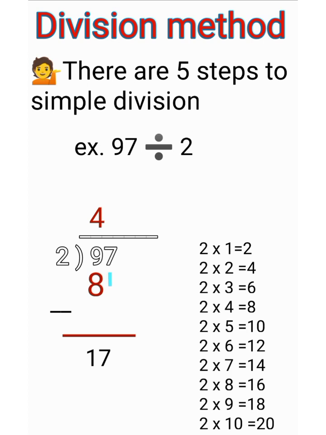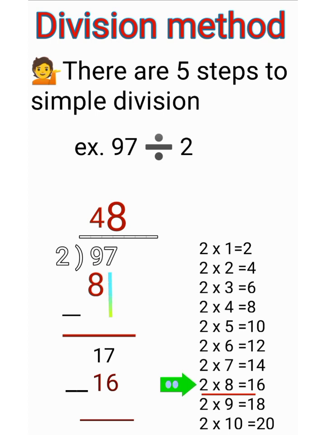Again we use the table of 2 to find the product which is equal to or less than and nearest to the digit of the dividend. Here the dividend is 17. Yes, here we got it, 2 8s are 16. So we will write 8 as the quotient above 7. As 2 8s are 16, we will write the number 16 under 17. Now we subtract 16 from 17. Then the remainder will be 17 minus 16 is equal to 1.